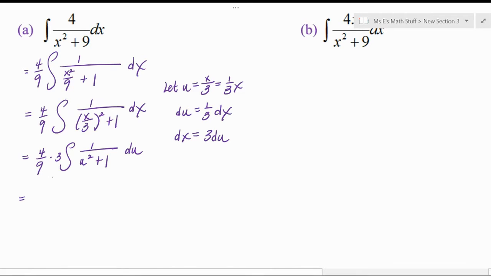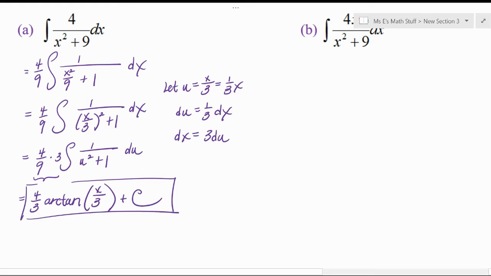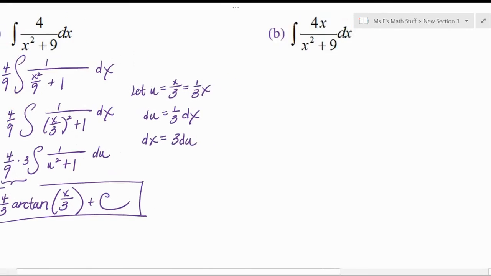So let's multiply 4/9 times 3. You'd be left with 4/3. And then we'd have the arctangent of u, which I'm going to go ahead and just back substitute to save ourselves some writing. And then don't forget your plus c, since you didn't have bounds to subtract out. There we go. Hopefully that makes sense, my friends. And let's take a look now at part B.